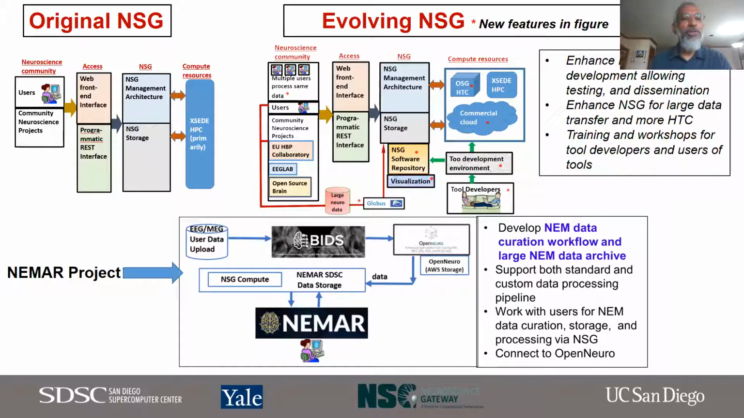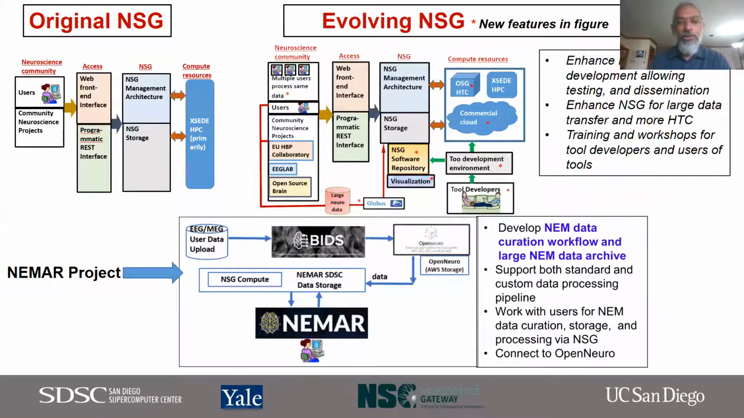On the left, you see the original NSG, which has both web-based and programmatic access. And you can see under compute resources on the left, under the original NSG banner, it says HPC because it was for computational neuroscientists. Now, if you go to the evolving NSG picture, you will see that we are trying to serve the experimental and cognitive neuroscientists who do a lot of data processing using high throughput computing of Open Science Grid, commercial cloud, as well as the ability to transfer data. And then you see the tool developers and tool development environment, which means we are trying to make NSG a platform for tool dissemination also.